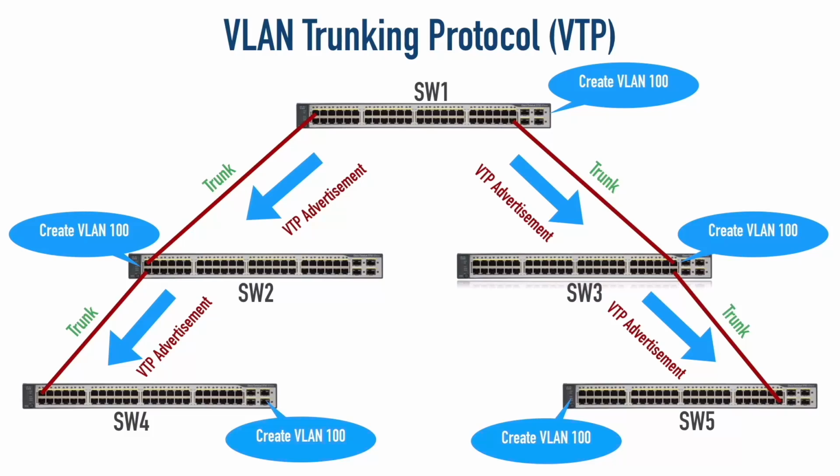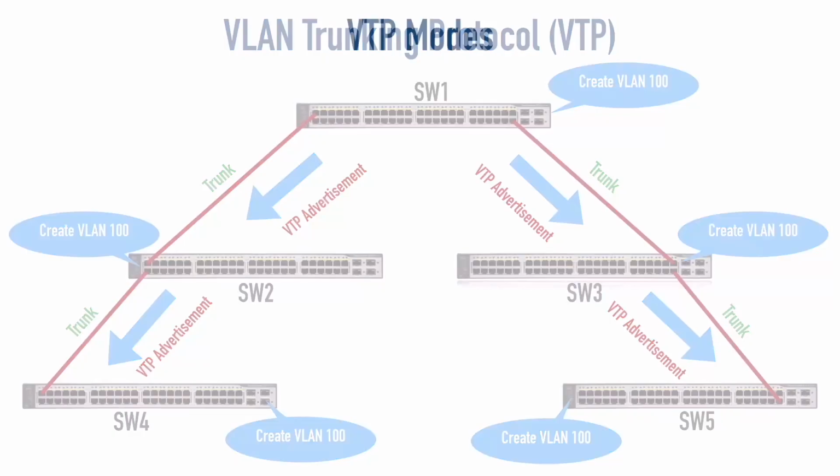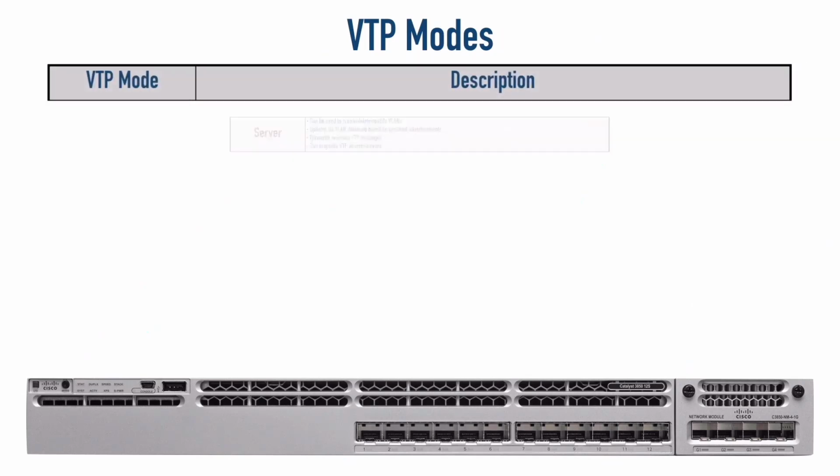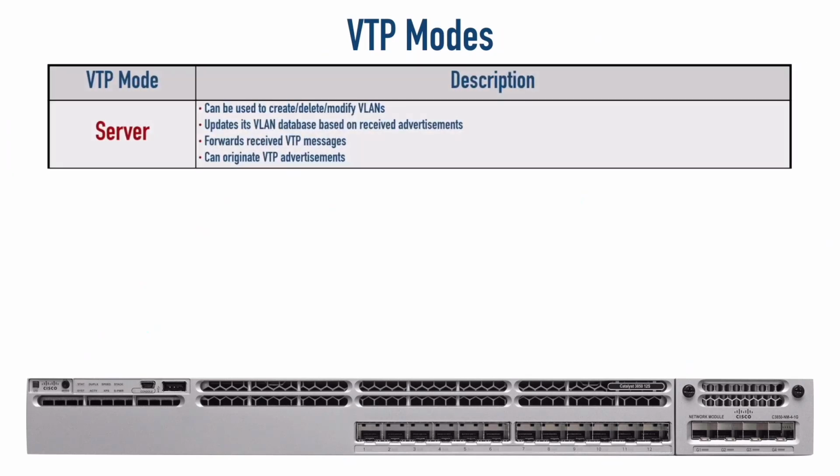A switch running VTP can operate in different VTP modes. Let's talk about these different modes. The first mode is server mode. Here, we're able to create a VLAN on a switch configured for server mode. We can delete, we can modify VLANs, but just because we're a server doesn't mean that we cannot learn from someone else. If we receive a VTP advertisement from another switch, yeah, we might update our VLAN database based on that advertisement.